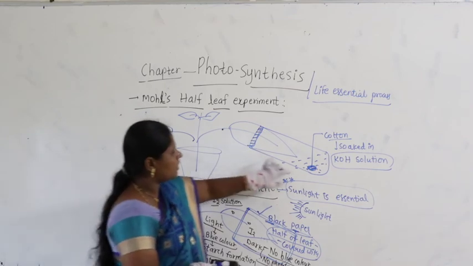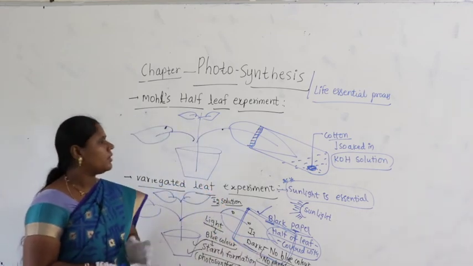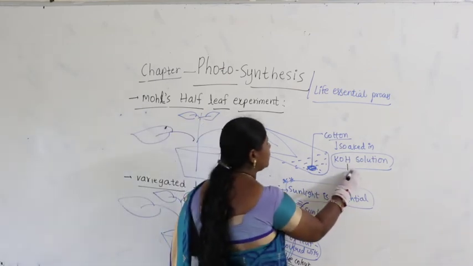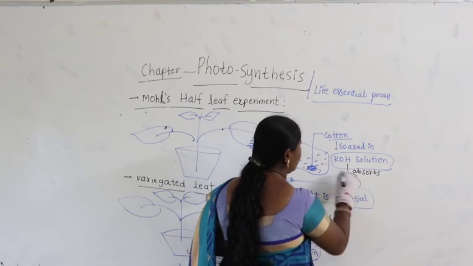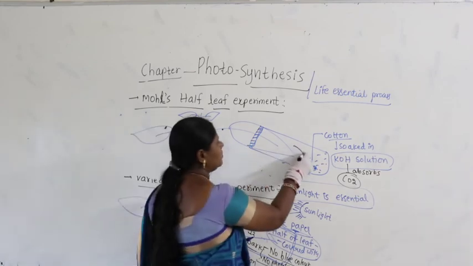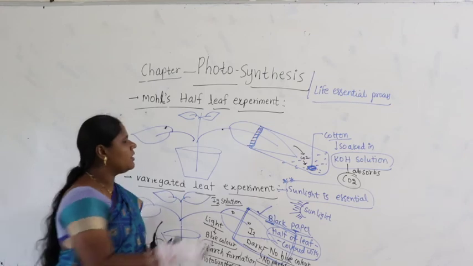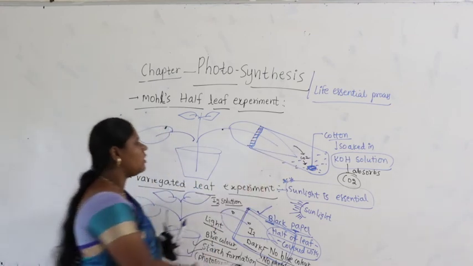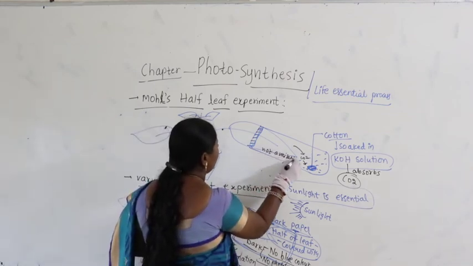Now in that, what is there? Cotton is there, soaked in KOH solution. What will the KOH solution do here? KOH solution absorbs carbon dioxide. So when carbon dioxide is completely absorbed by the KOH solution, there is no carbon dioxide inside the test tube. Carbon dioxide is not available for half of the leaf.